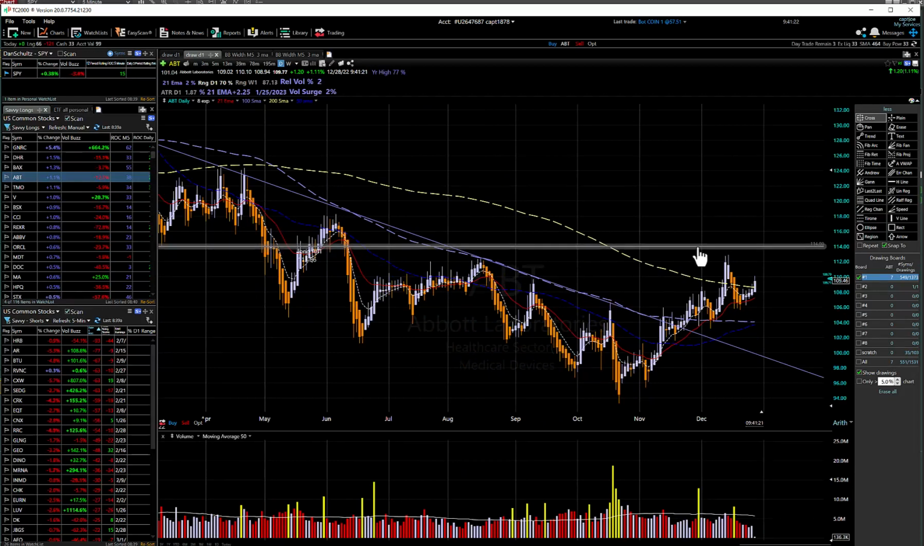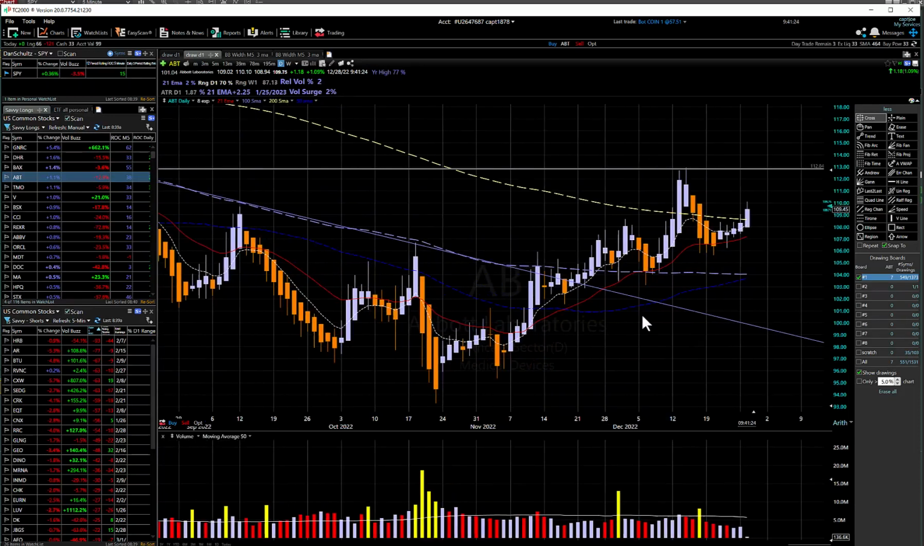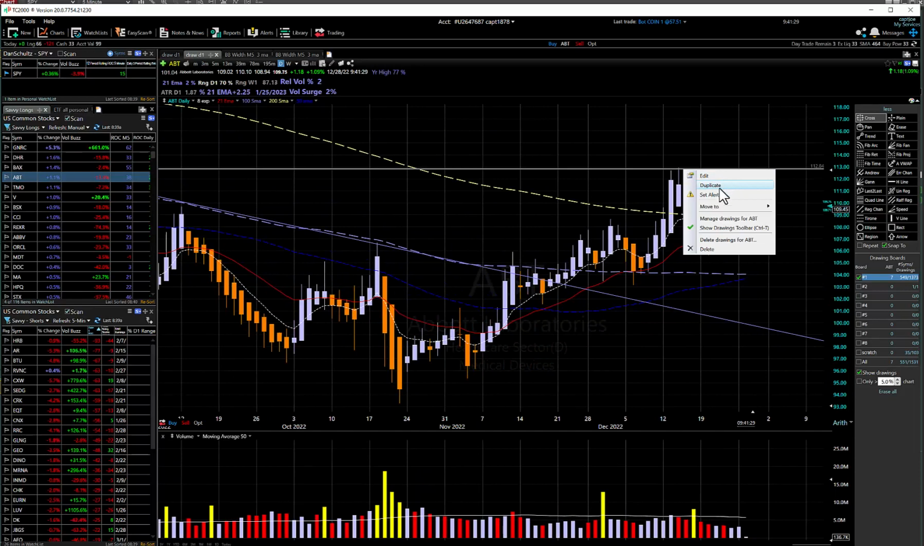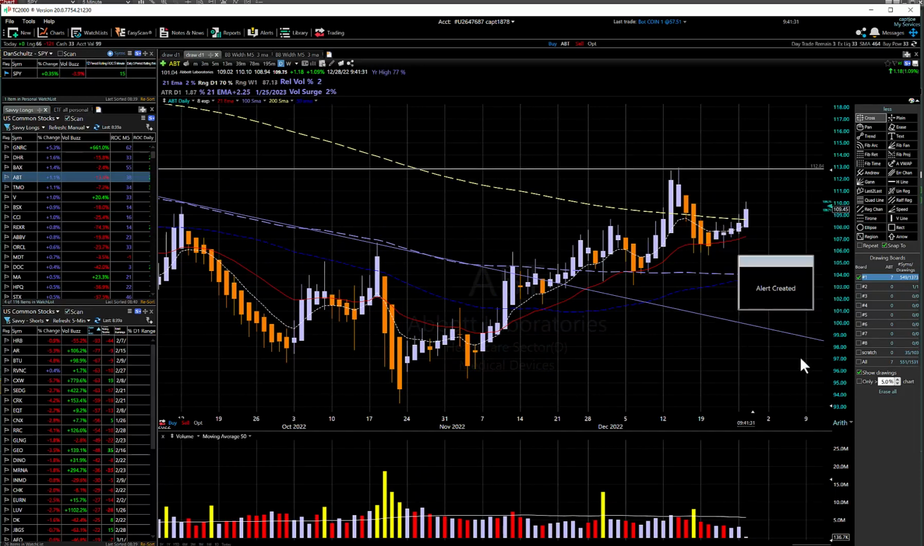I want it to be above here. So I can drop this horizontal line right there. I want it to be above that high. I can set the alert there, alert me, okay, and it'll send an alert when it breaks through that price.